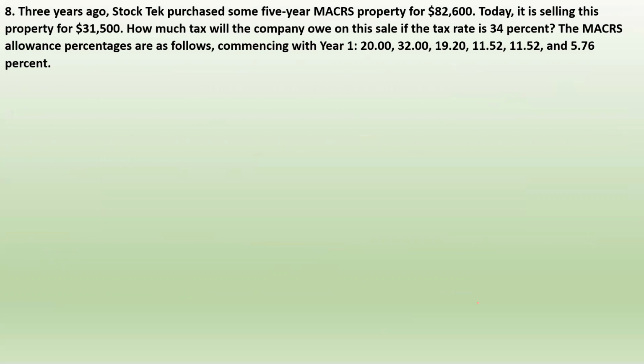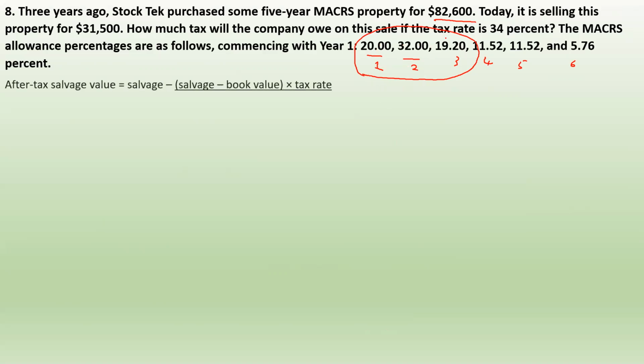Question 8. 3 years ago, StockTech purchased some 5-year MACRS properties, and the price for these fixed assets is 82,600. Today, it sells the property for 31,500. How much tax does the firm owe on this sale if the tax rate is 34%? So the 5-year MACRS depreciation rate is given. This is year 1, 2, 3, 4, 5, 6. For the first 3 years, it's a summation of these 3 rates.